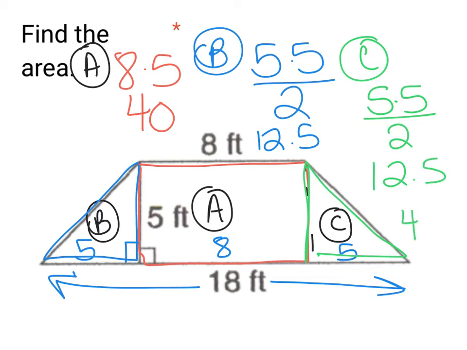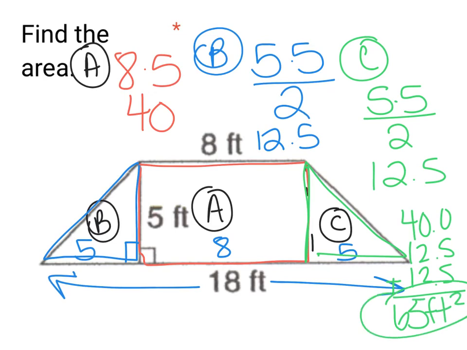We're going to add them all together. Watch that decimal. Plus the 40 gives us a total of 65 feet squared. And remember, it's area, so it's going to be feet squared.